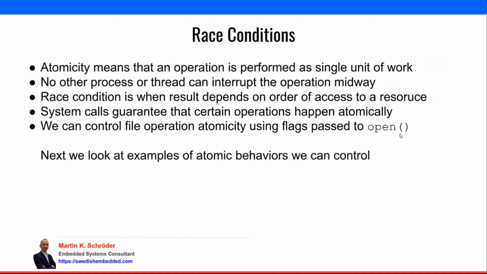Let's get started. First of all, a little bit about race conditions. When we talk about atomicity of system calls, basically what it means is that an operation is performed as a single unit, so no other process or other thread in the same process can interrupt that operation. It's specifically important when you have files which are open globally. You can have multiple processes using the same file, with just one representation of that file being reused across multiple processes.